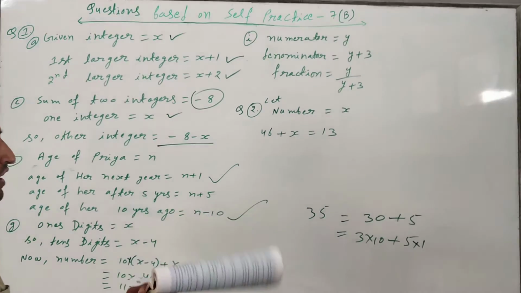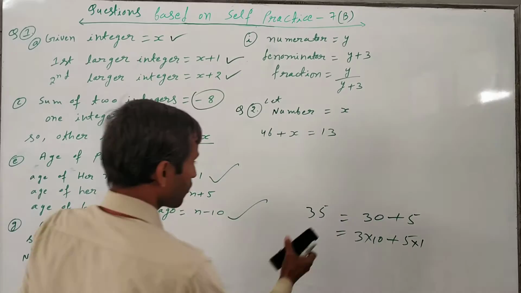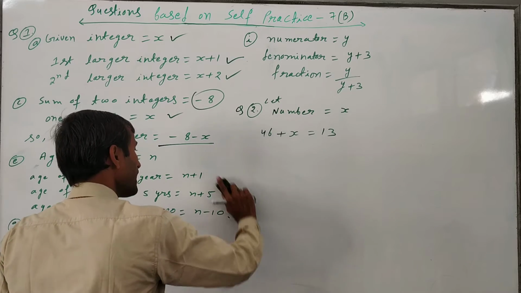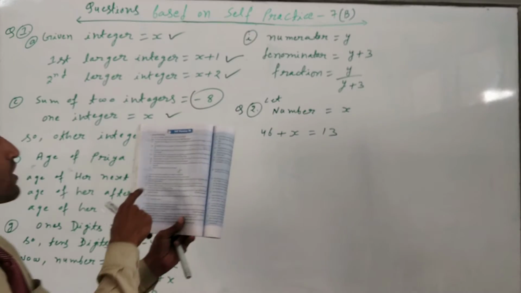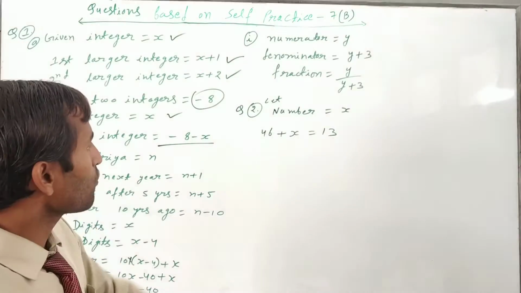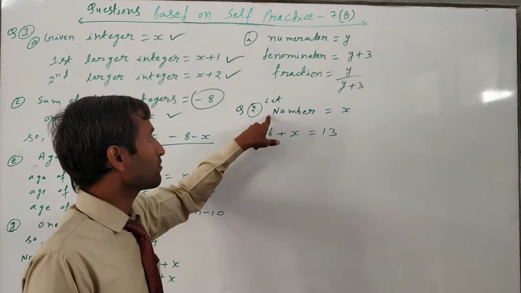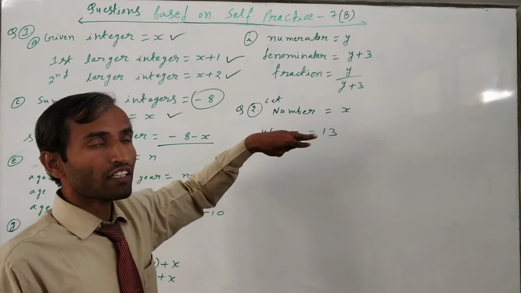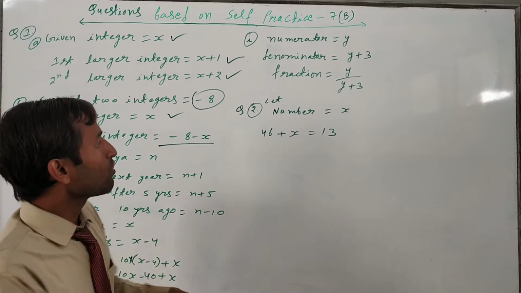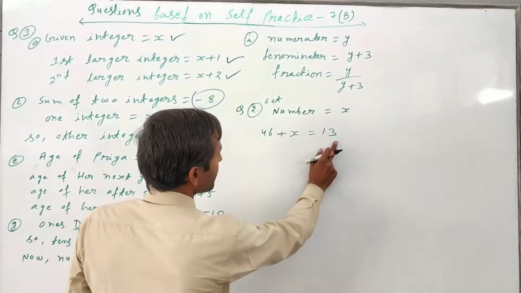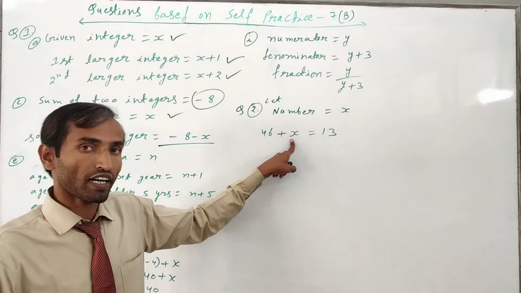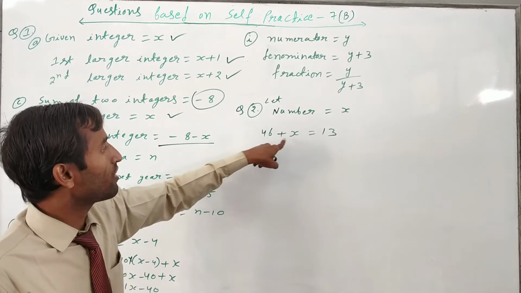Now we go to question number two. Just read it. We have to make a linear equation, then solve it. First of all, read: 46 more than a number is 13. What is the number? Let the number be x. The question says 46 more than a number is equal to 13, so I have added: 46 plus x is equal to 13. Because 'more than' is given, I have added. If 'less than' is given, then I will subtract.